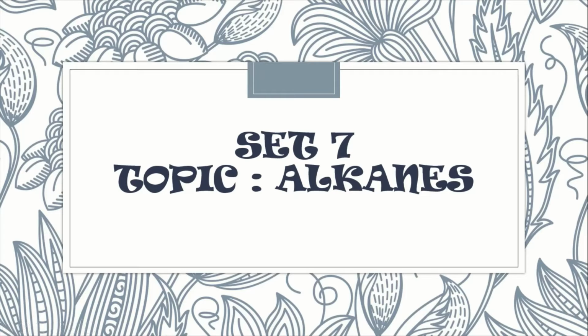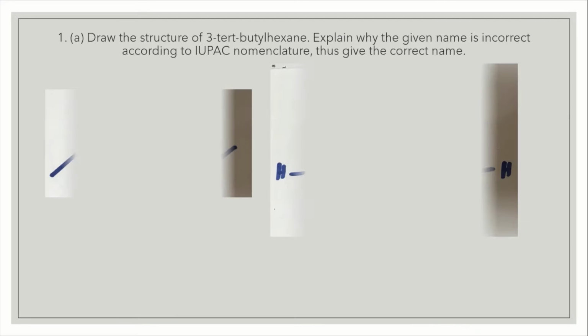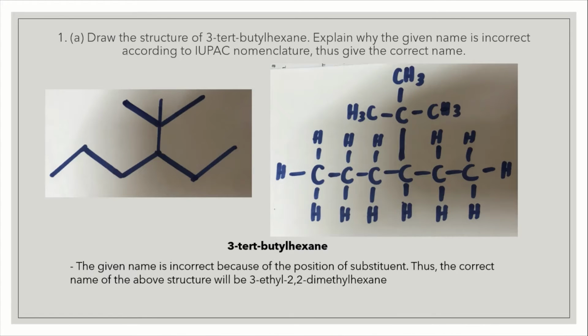Okay guys, so today I will be sharing with you the answers that my group and I have decided to come out with for set 7 in the topic of alkenes. So let's start with the first question, in which we are required to draw the tert-butylhexane structure and explain why the given name is incorrect according to IUPAC nomenclature, and we are supposed to give the correct name then.